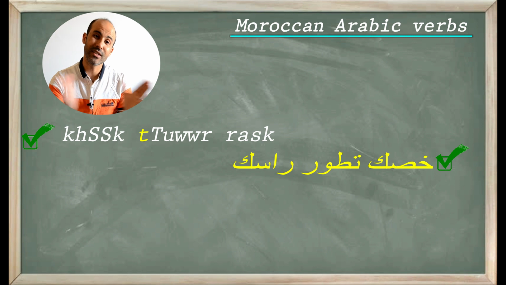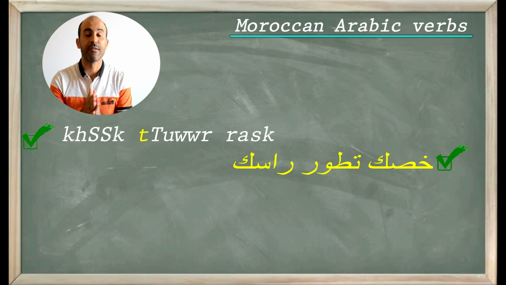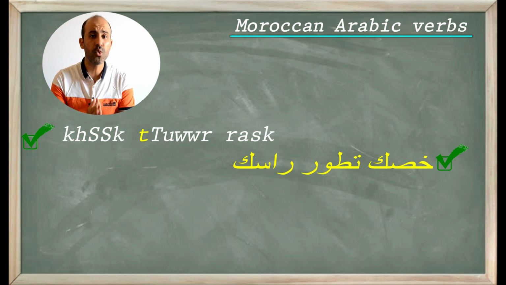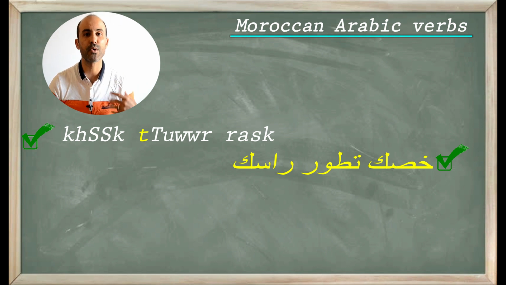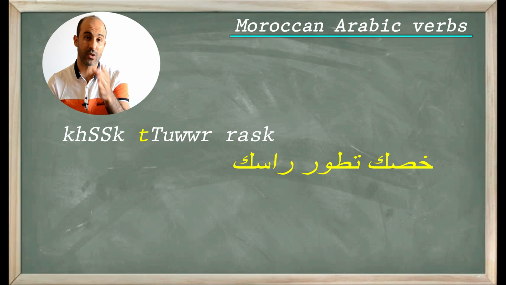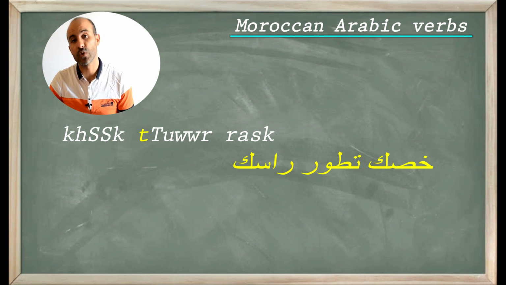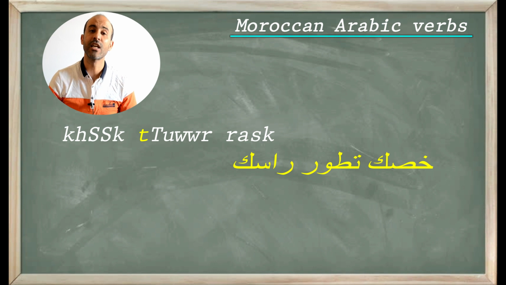And now let's see two phrases or two sentences using this verb. The first one is خصك طور راسك. You have to improve yourself. You have to develop yourself. We have two T's here. The first one is because I'm talking to you. Rask is your head, but it is used in Darija to mean yourself. خصك طور راسك.